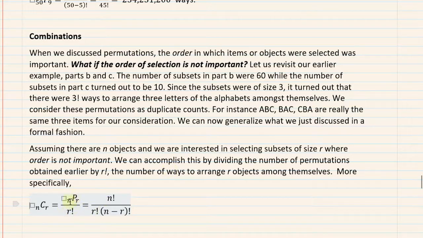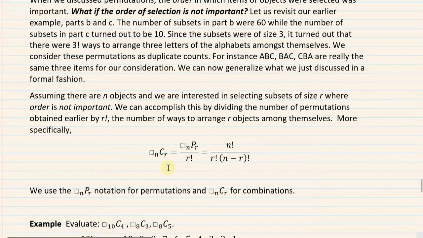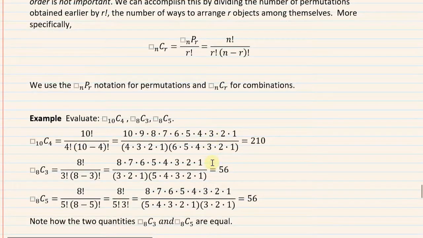You see, I have P and R, my permutation, divided by R factorial. That's again the permutation of those objects among themselves. And that gives us a new formula. Okay, and here's the formula. So let's take a look at an example working with these formulas.